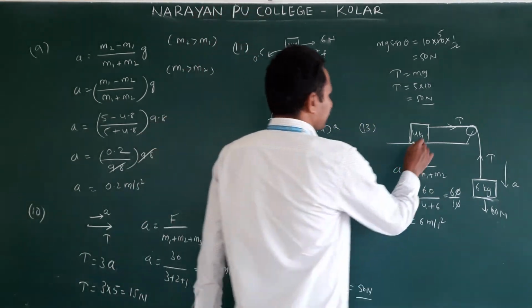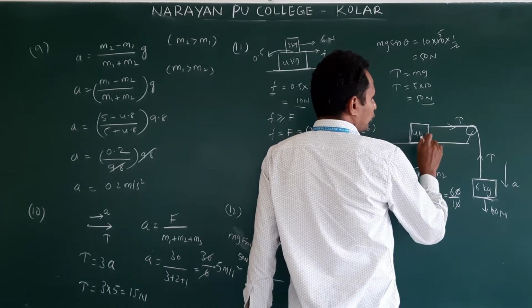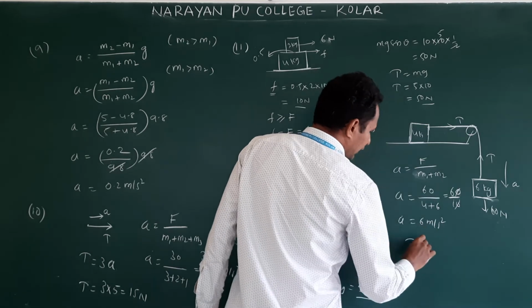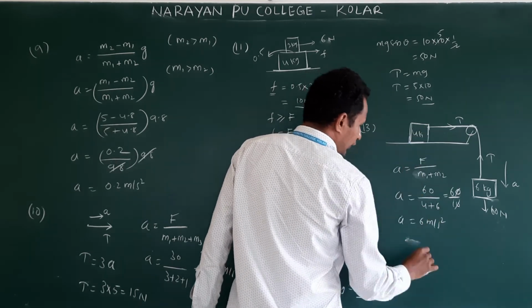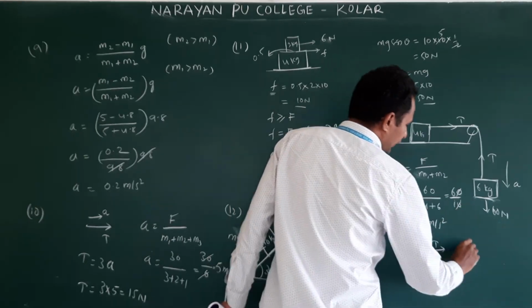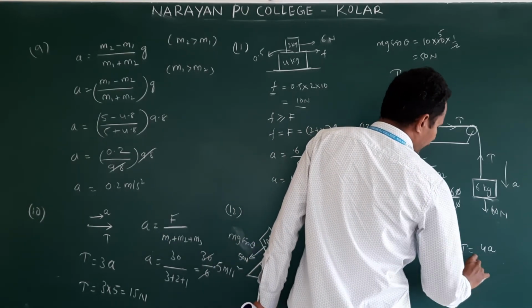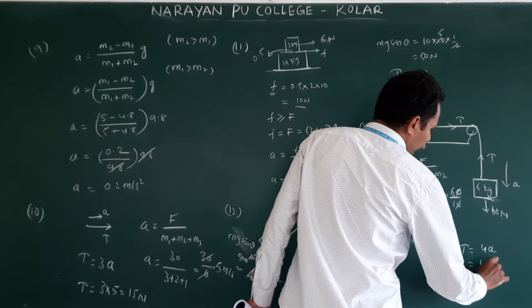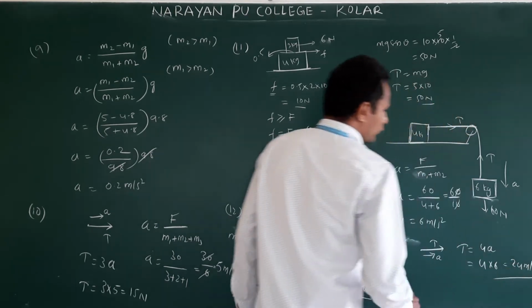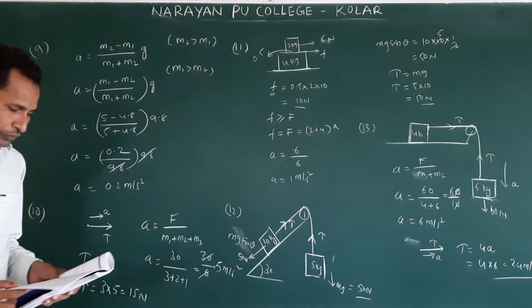Then they are asking the tension. Who is accelerating the 4 kg object? Tension. So tension is accelerating it. How do we write the free body diagram for this? This is T. It is accelerating with A. Then T is equal to 4A. A we got as 6. 4 into 6, 24 newtons. Clear?